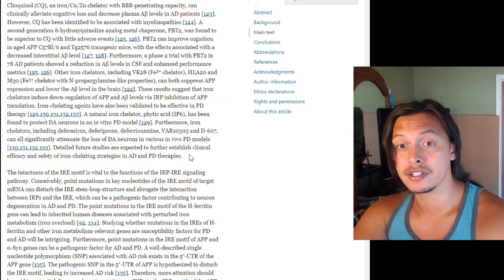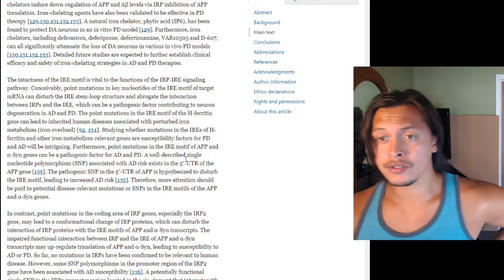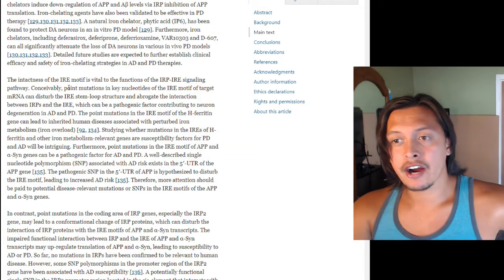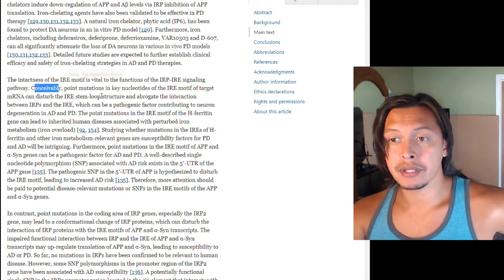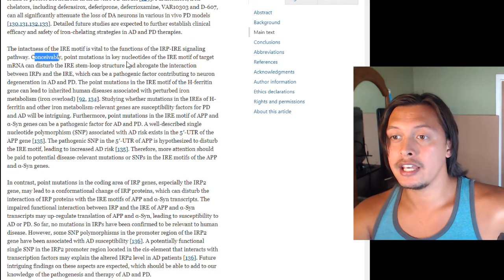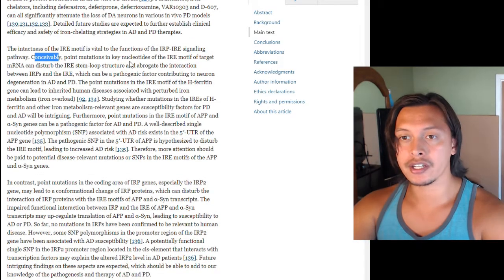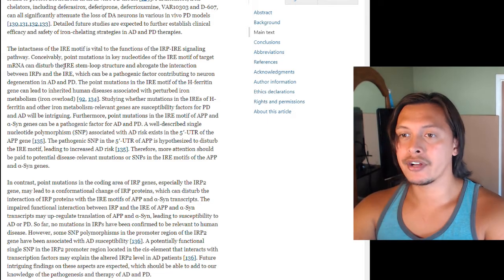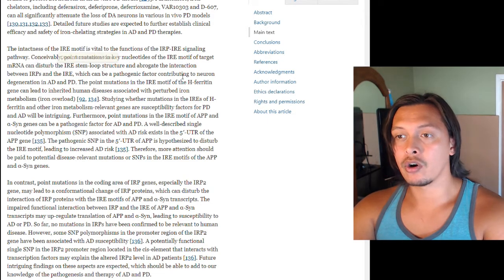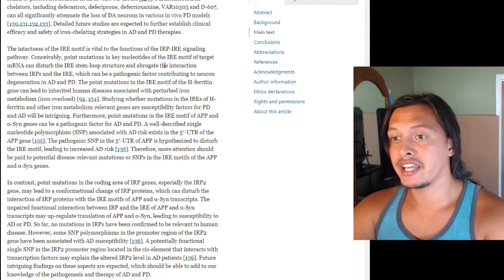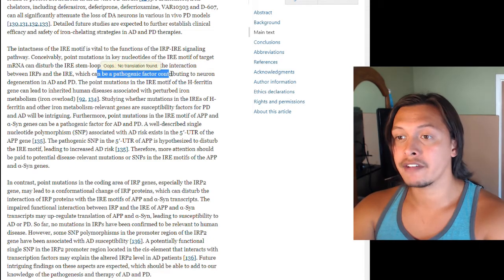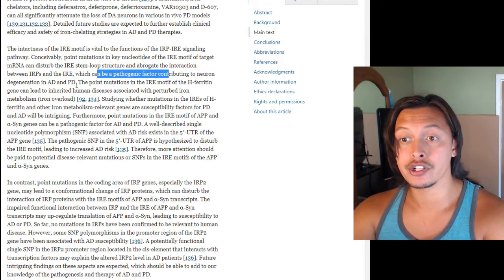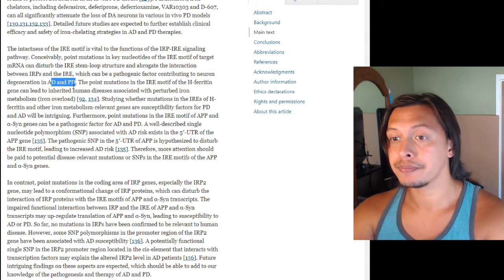and Parkinson's disease therapies. So, the intactness of the IRE motif is vital to the function of the IRP-IRE signaling pathway. Conceivably, point mutations in key nucleotides of the IRE motif of target mRNAs can disturb the IRE stem loop structure and abrogate or negatively influence the interaction between the IRP and the IRE, which can be a pathogenic factor contributing to neuron degeneration in Alzheimer's disease and Parkinson's disease.